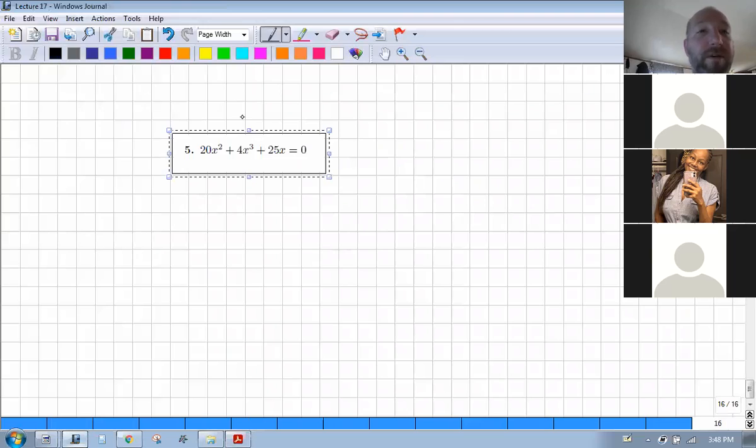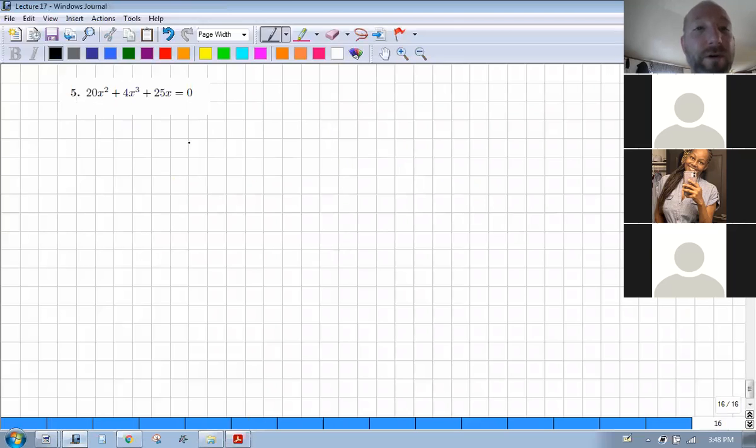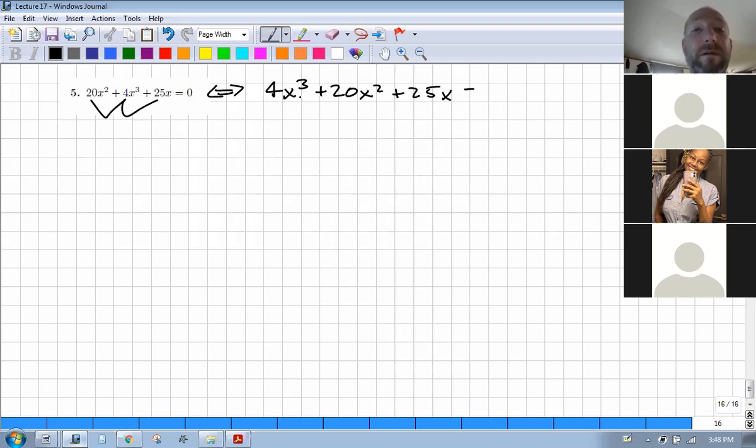All right, number 5. Let's put these in order least to greatest. And these coefficients, they don't have anything in common, so we can't really pull anything out of there. But we have a 4x cubed and a 20x squared and a 25x. We can pull an x out of everything. 4x squared plus 20x plus 25.